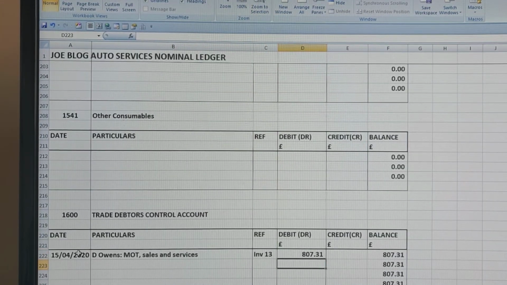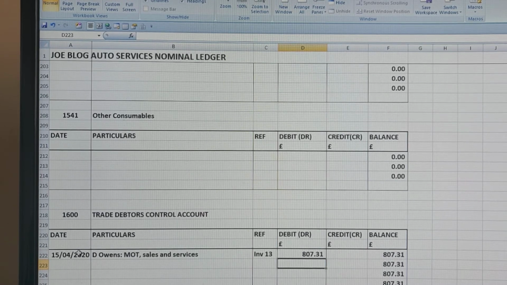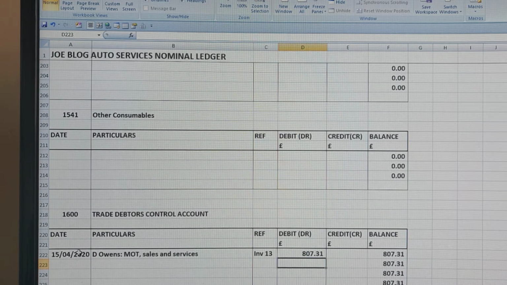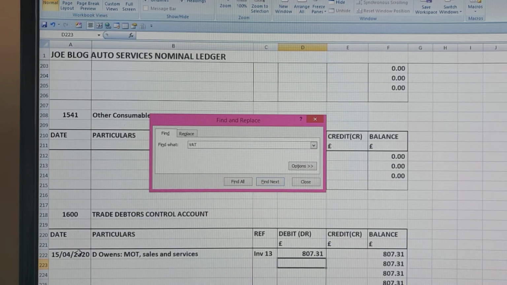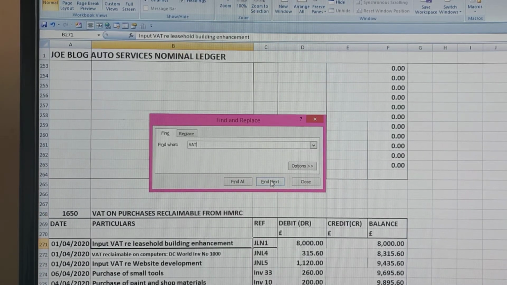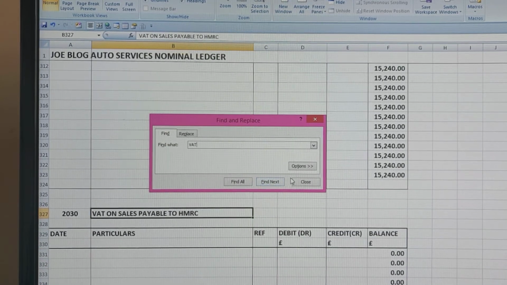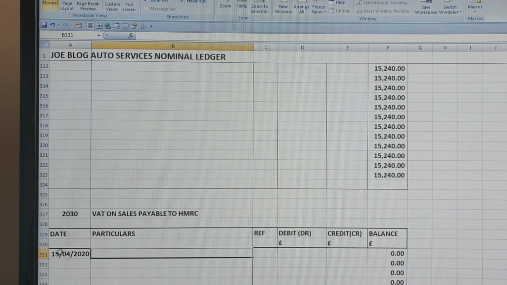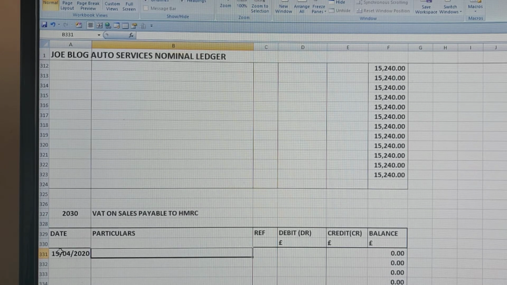807.31. Now the VAT element is going to be credited to VAT charged on sales, or VAT payable to HMRC, and that makes it a liability. So I now need to look for that code in the nominal ledger. It's not here. VAT on sales, VAT payable to HMRC, because when you charge VAT on sales, you are acting as a tax collection agent for HMRC. You have to pass it on to HMRC. I will explain the mechanics later.